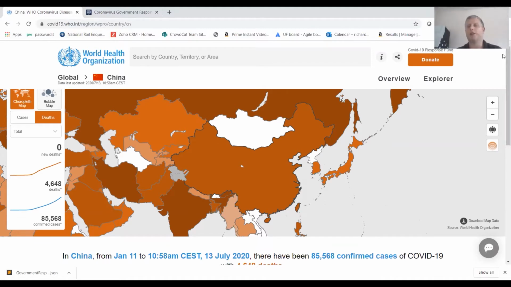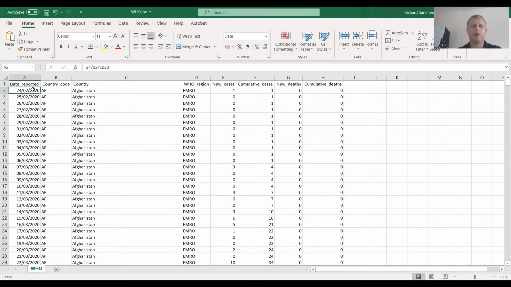So you can download the WHO data. What does that look like? Very simple spreadsheet. Here it is. So again, we've got date, we've got country code, country, the region it's in, number of new cases, cumulative cases, new deaths, and cumulative deaths.